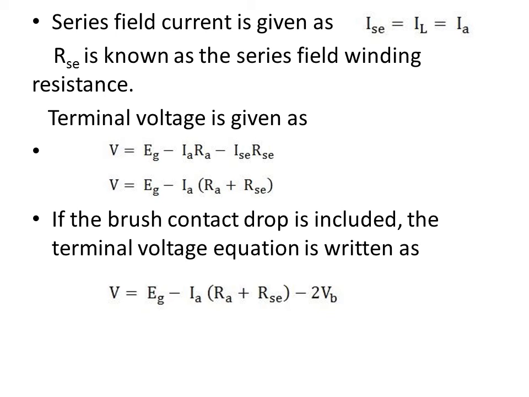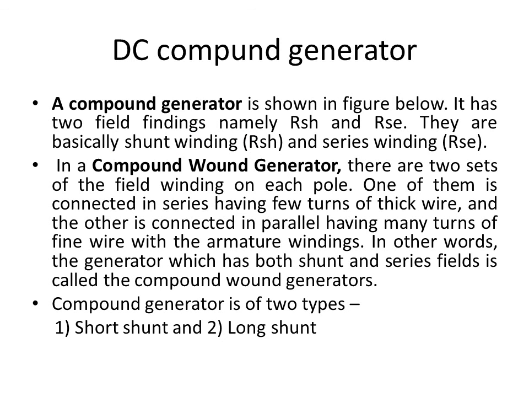RSC is the series field winding resistance. The terminal voltage V is equal to EG minus IARA minus ISC RSC. IA and ISC are both the same, so it is EG minus IA into RSC plus RA. If the brush contact drop is included, the terminal voltage equation becomes EG minus IARA minus IARSC minus 2VP.